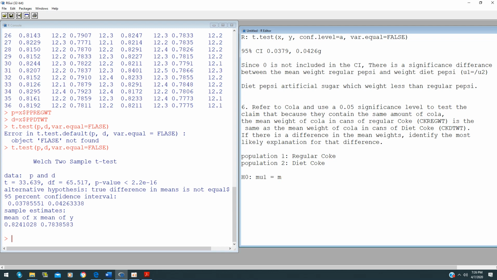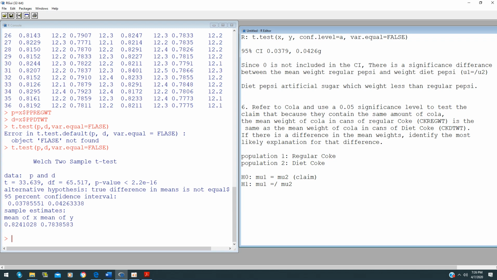In order to write your hypothesis statements, your mu1 is going to be equal to your mu2 for your null hypothesis. For your alternative hypothesis, your mu1 in this case is not equal to mu2. The reason why you use not equal to and equal to is because the claim we are testing is that they are the same. Same means equal. So that means this is your claim statement in this case.